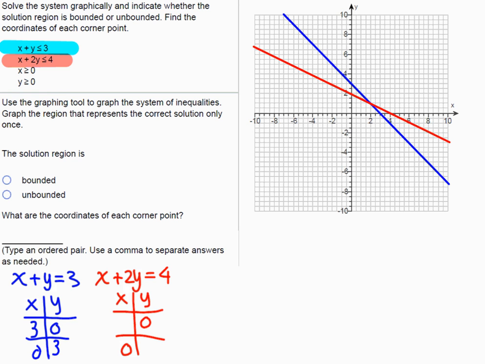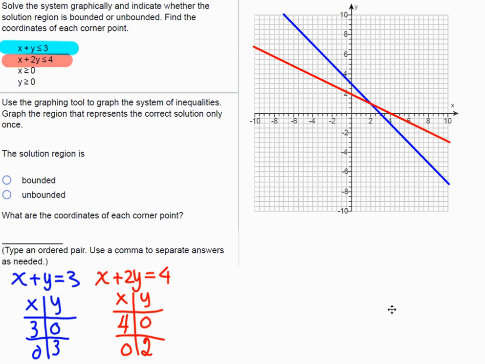On the second equation, I'm going to do the same thing. Y is equal to 0, so x is going to be equal to 4. And if x is equal to 0, y is going to be equal to 2. Okay, so let's plot those intercepts. I've already plotted those, so we have two graphs.